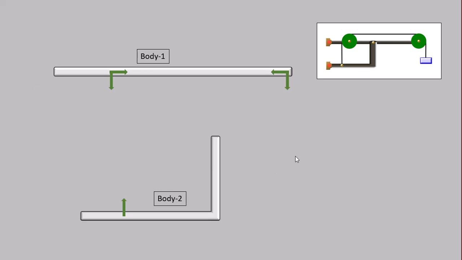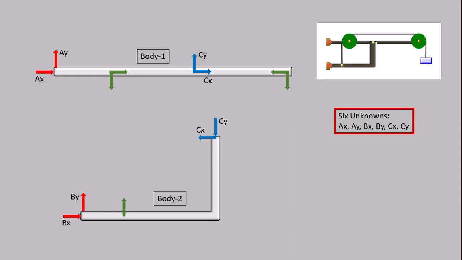Let's draw the free body diagrams. Top support, bottom support, the junction between 2 multi-force members, and Newton's third law. 6 unknowns, 6 equations, 3 equations for body 1, 3 equations for body 2.